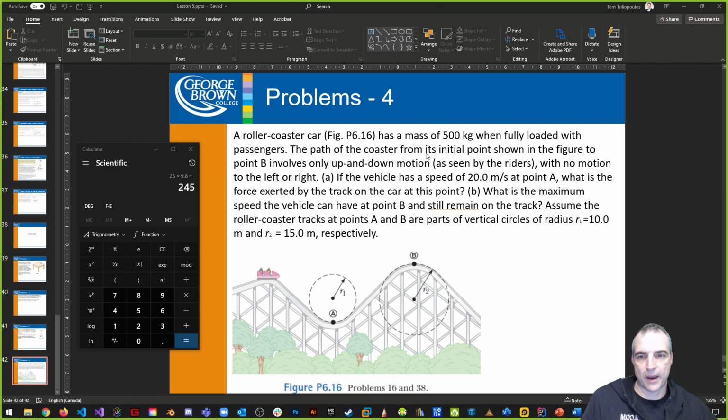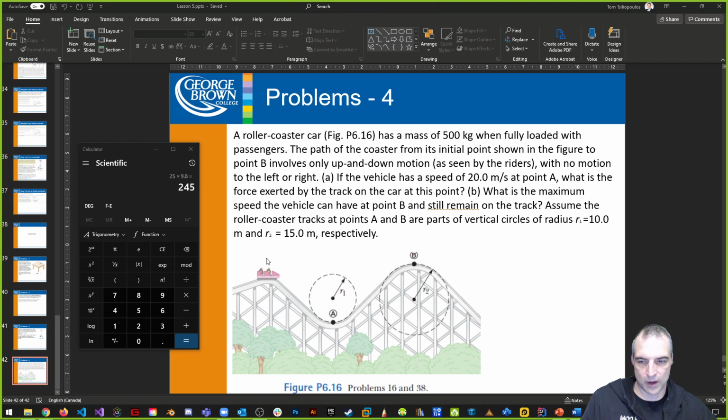So it says the path of the coaster from its initial point shown in the figure to point B involves only up and down motion as seen by the riders, with no motion to the left or right. So in other words, your car isn't vibrating. We're assuming there's no vibration or motion left and right. Your car is moving in a straight direction. So there are no Z forces in this case, only X and Y.